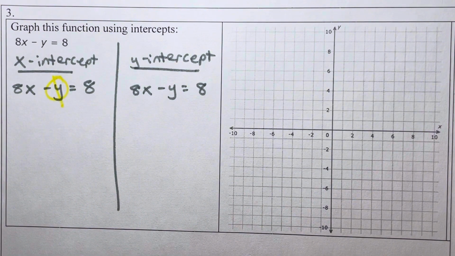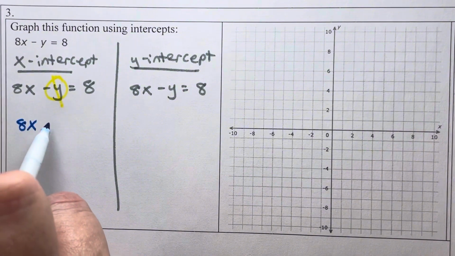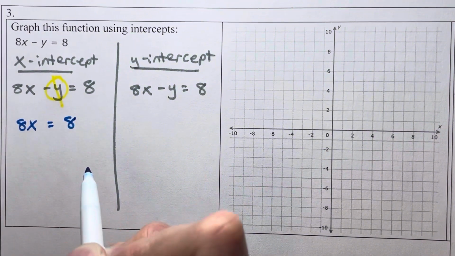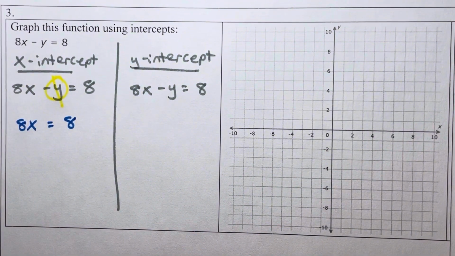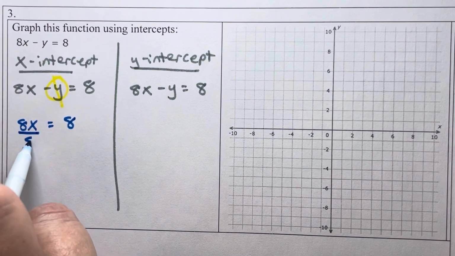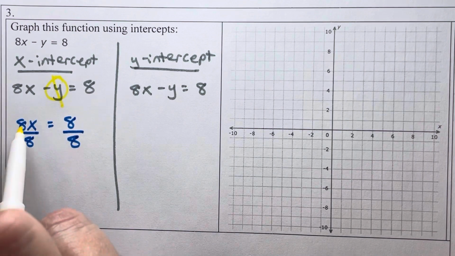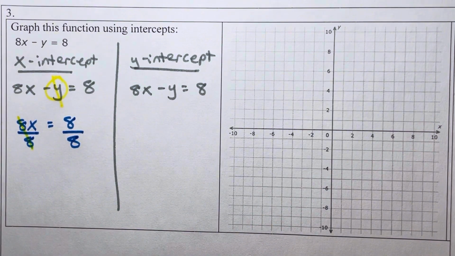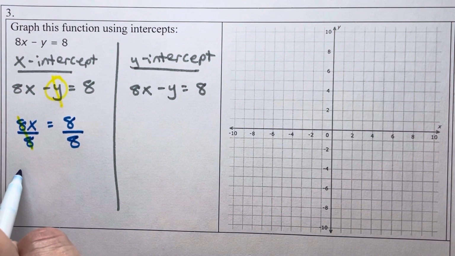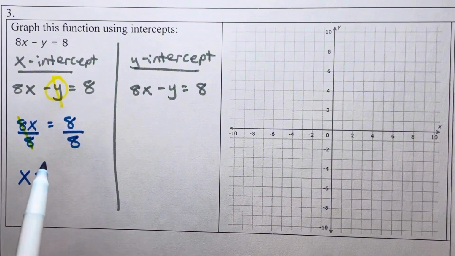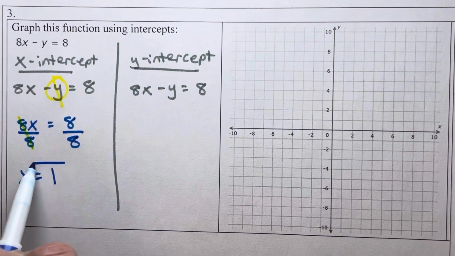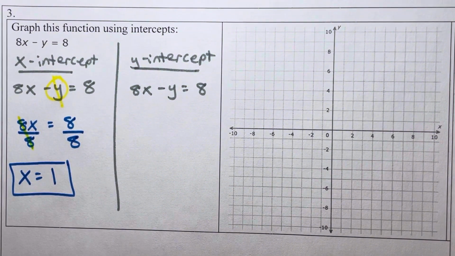And then step 2, we rewrite our tiny equation of 8x equals 8. Step 3, if necessary, divide. It is necessary because I had a coefficient in front of that x, and I have to get x all alone. So when I divide off the 8, 8 divided by 8 gives us an x-intercept of 1.